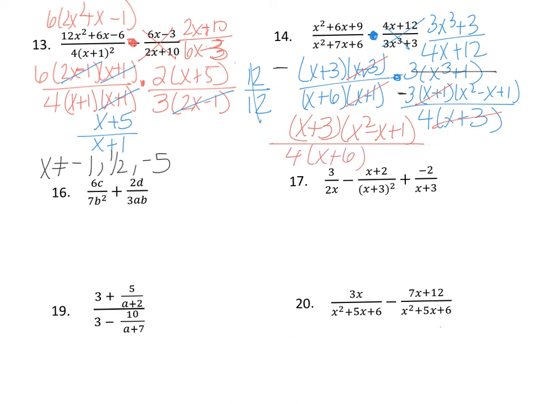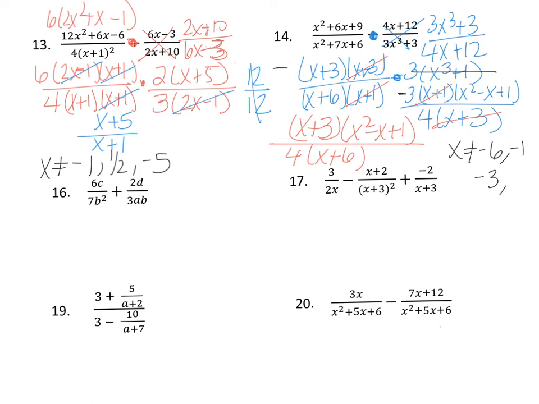And if I go back and look at my domain restrictions, x cannot equal negative 6. X cannot equal negative 1. X cannot equal negative 3. And then the numerator, negative 1 as well. The x squared minus x plus 1 produces complex solutions, so we don't have to worry about writing those down. We don't need to write down complex domain restrictions.